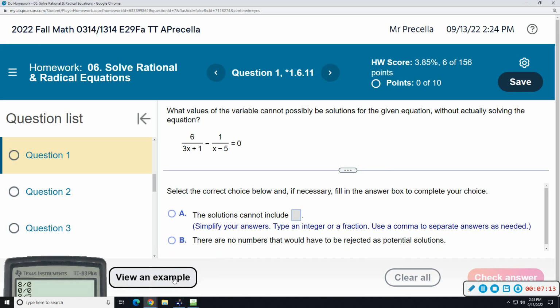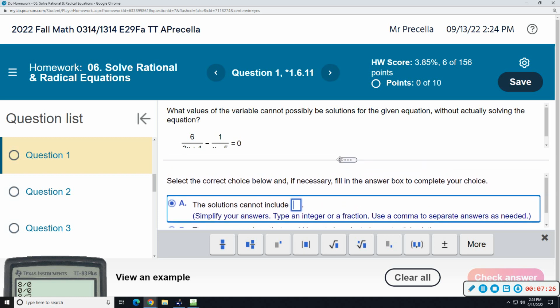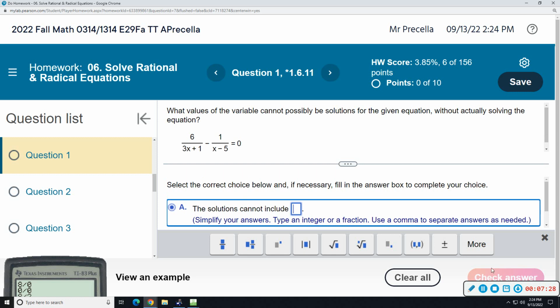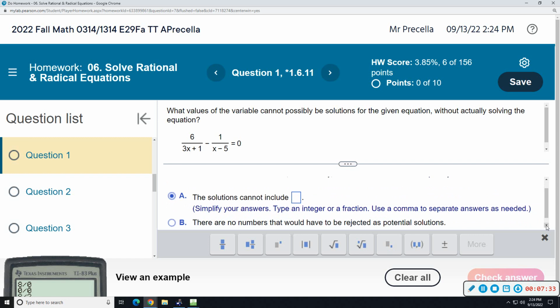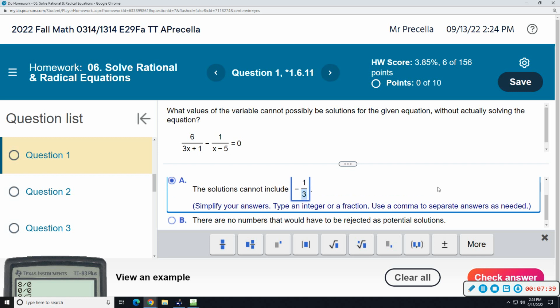Let's punch in the answer. For years I didn't really like these problems because you're finding the numbers that can't possibly be solutions rather than the numbers that are solutions. Scroll down a little bit. There. So the solutions cannot include negative 1/3, comma, 5.